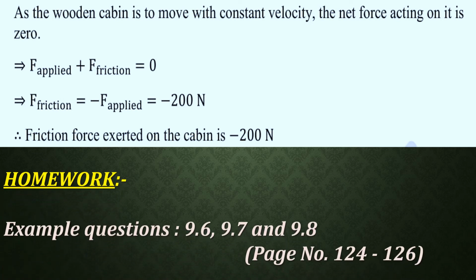Now let's see the questions given on your page numbers 124, 125 and 126. That is question number 9.6, 9.7, 9.8. These three questions are the worked out examples which are given in your textbook, and these questions are based on conservation of momentum. So in the next part, we will discuss numerical questions based on conservation of momentum, and later you should see these questions from your textbook and write them down in your notebook.